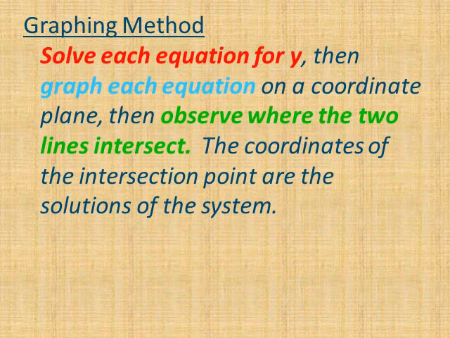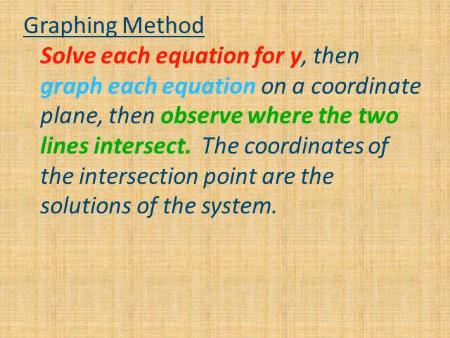We are going to solve either of the two equations for x or y, then graph each equation, and of course we have an intersection point. This intersection point is the solution of the system. We need to know that we have three types of solution.